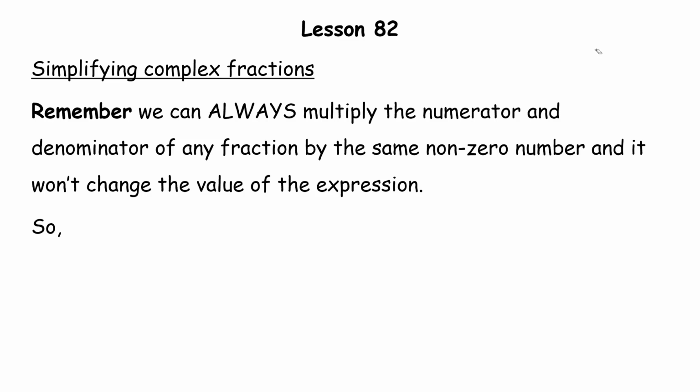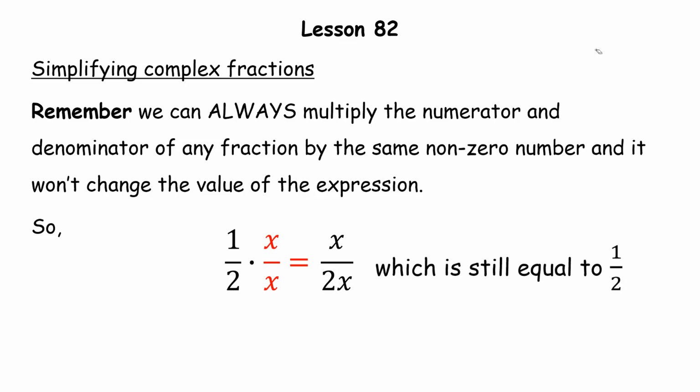So we have to remember two tools that allow us to deal with these kinds of things. We need to remember that we can always multiply the numerator and the denominator of any fraction by the same non-zero number, and it won't change the value of the expression. So if I have 1/2 and I multiply by x over x, I multiply the top by x, I multiply the bottom by x, I'm going to get x over 2x, which is the same thing as 1/2. It's still 1/2. I didn't change it.